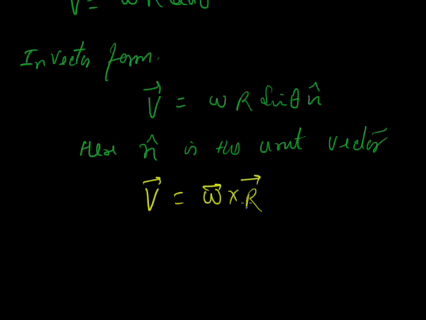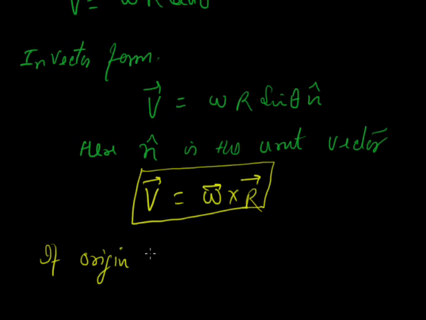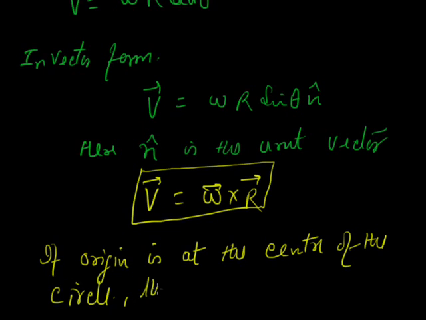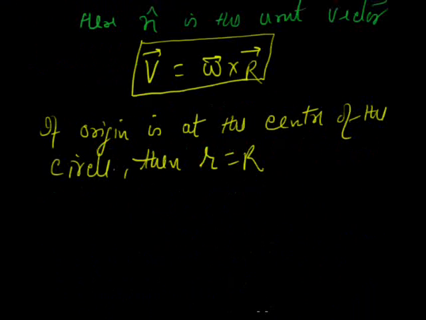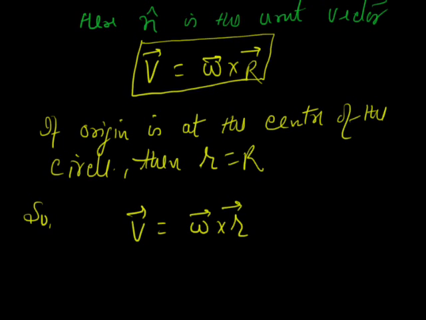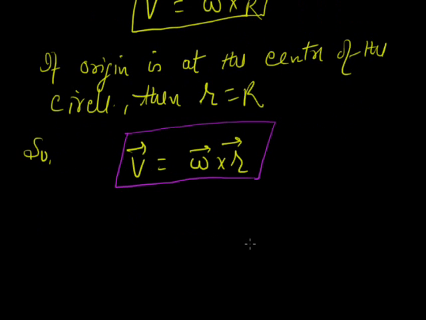Here capital R is not the radius of the circle, but the position vector of the object. If the origin is at the center of the circle, then small r and capital R will be equal, so v will be omega cross small r. This is the relation between angular velocity and linear velocity. Now the torque.